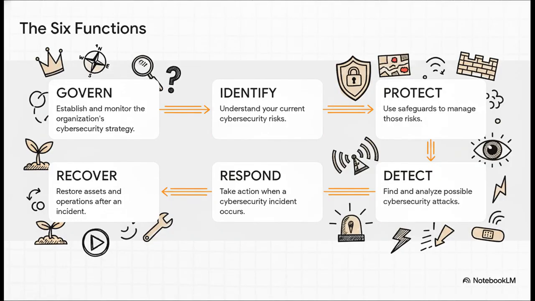It all starts with govern. That's where you set your strategy. Then you identify what you have and what your risks are. Once you know what you're trying to protect, you put protective safeguards in place. But hey, nothing's perfect, right? So you have to be able to detect when something goes wrong. And when it does, you respond with a plan. And finally, you recover your systems and, this is key, you learn from what happened. It's a loop, always getting better.